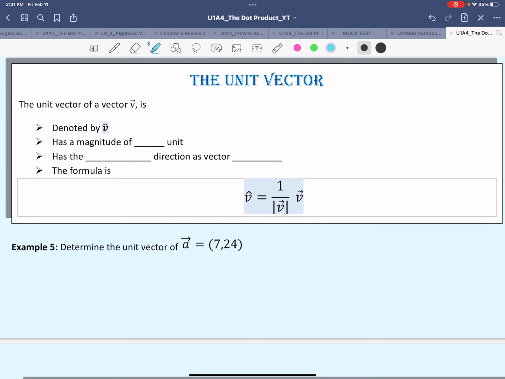Hello and welcome back to the second part of the dot product lesson. And in this part, we will focus on the concept of the unit vector. So what is a unit vector?